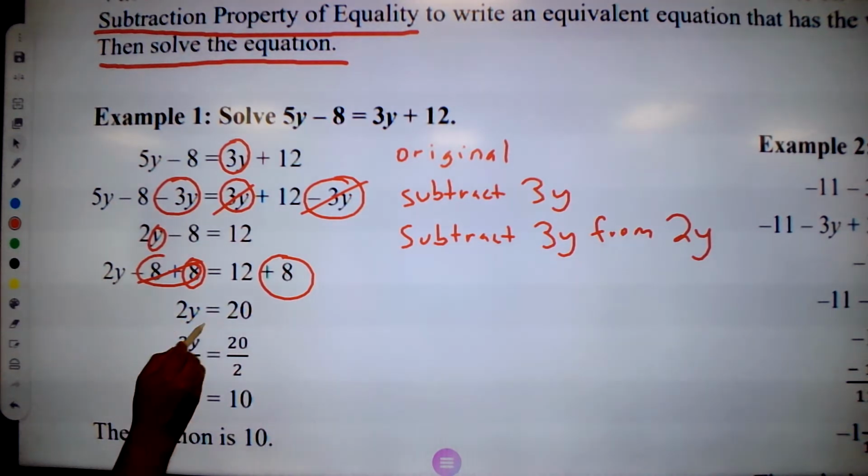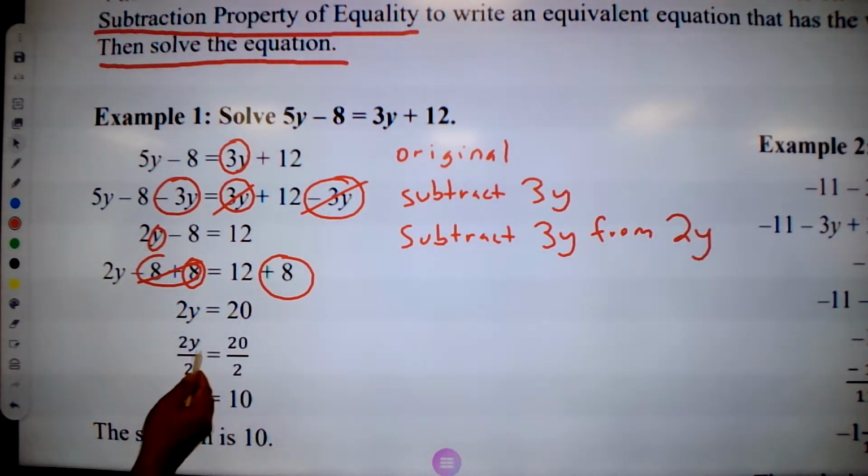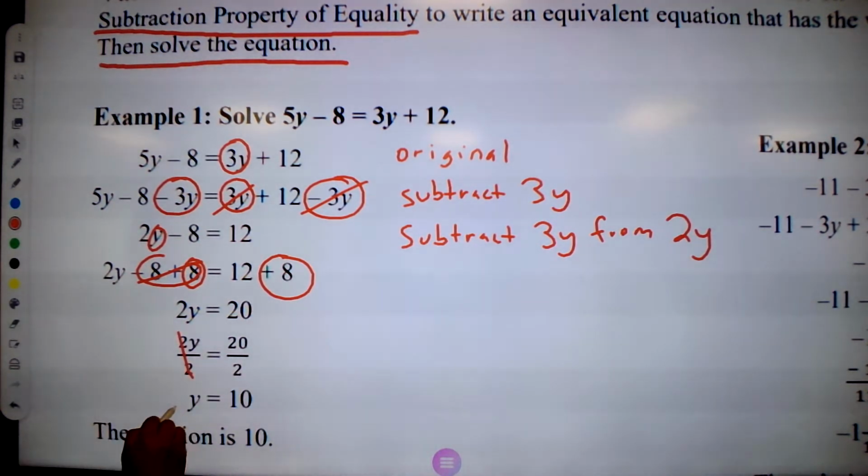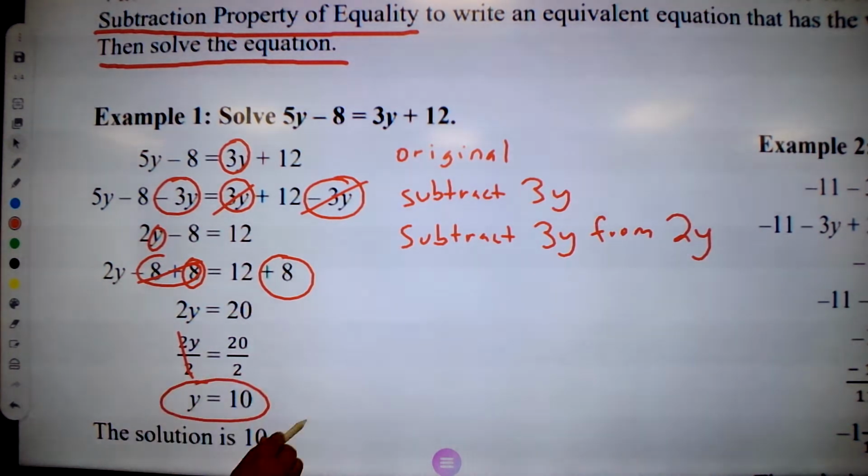Now you're going to go ahead. You can't multiply because it's already being multiplied. You've got to divide. So divide by 2. Divide both sides by 2. Cross this out. That becomes 1. So y equals 10. Now let's check our answer.